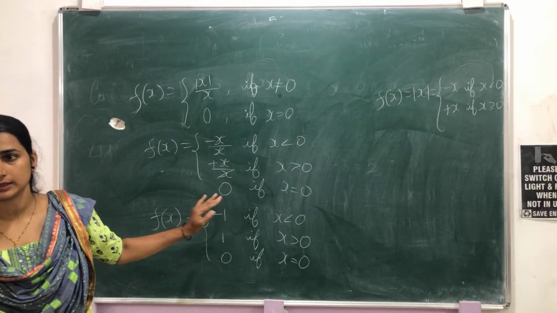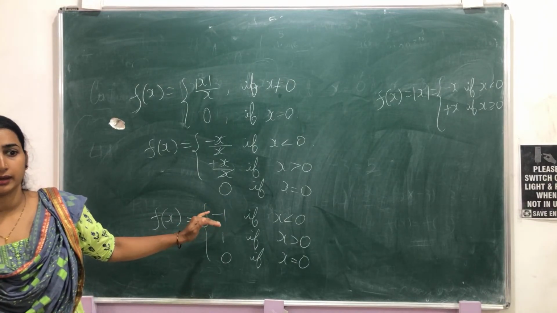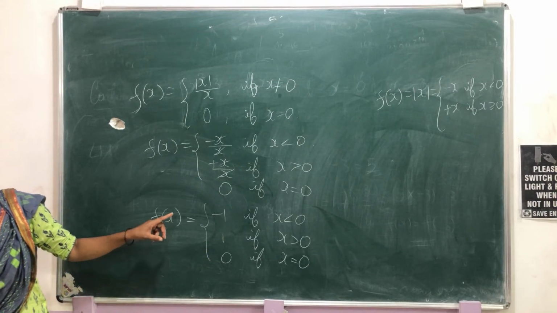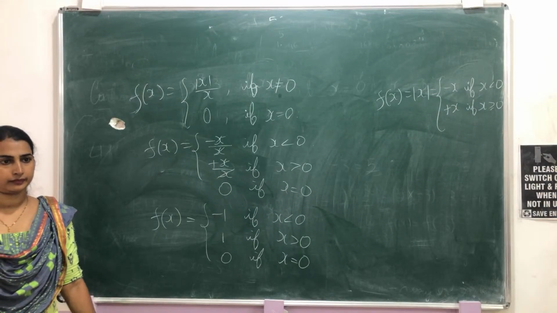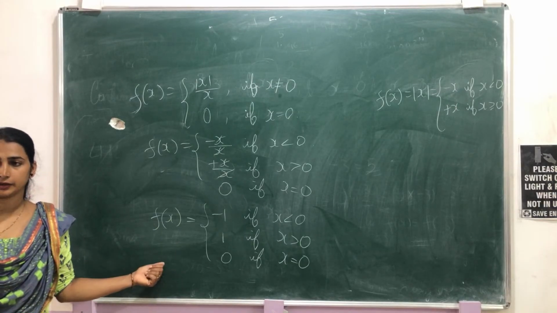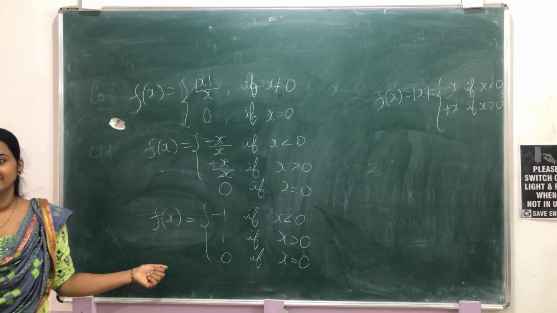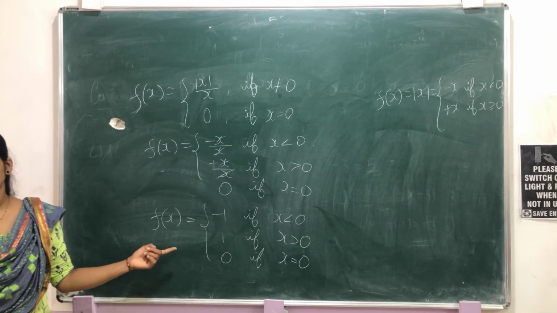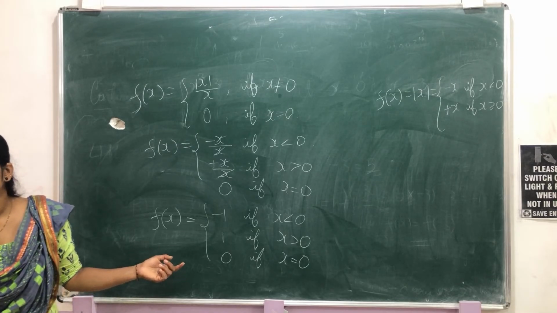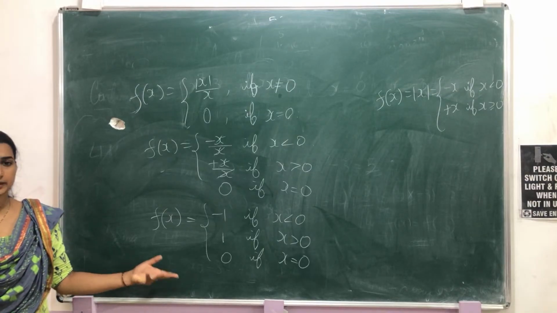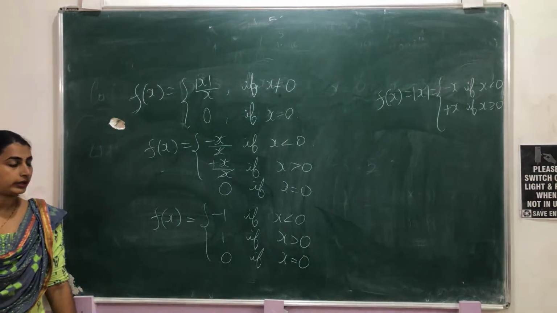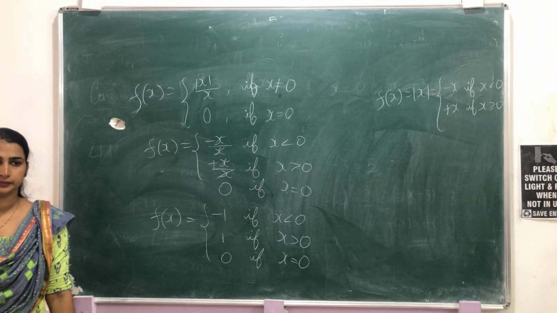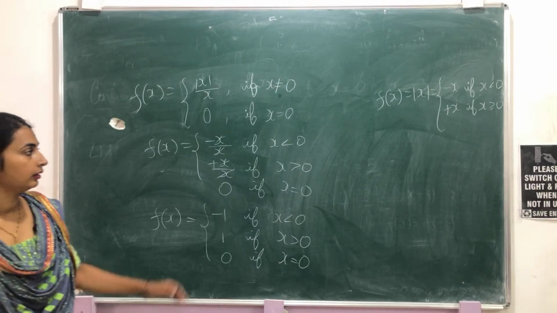Can you tell me which function it is? In last year we have studied this particular function with the graph. Yeah, signum function. So you can say that signum function is discontinuous function. Why it is discontinuous, Anvik? Because left hand limit is not equal to right hand limit, which is not equal to value at that point. What is the point of discontinuity? 0.